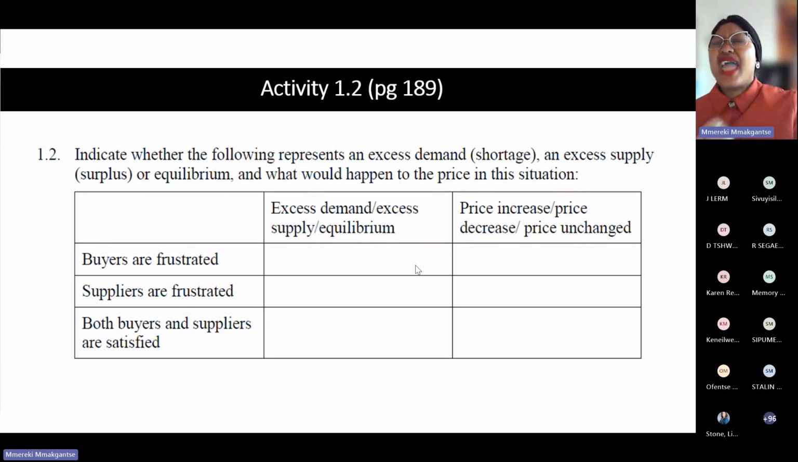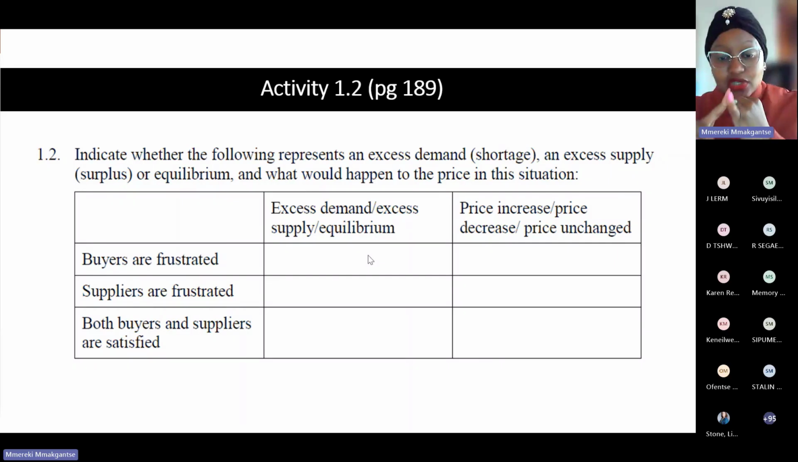Why? Someone might ask, why are buyers frustrated? Buyers are frustrated because they want something at a price that is lower. When there is excess demand, it puts an upward pressure on the price. In order to reach the equilibrium, the price needs to go up. So when buyers are frustrated, there will be excess demand.